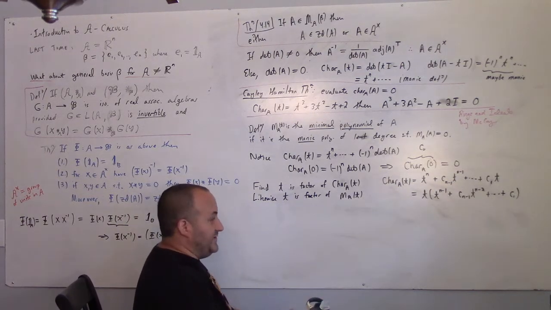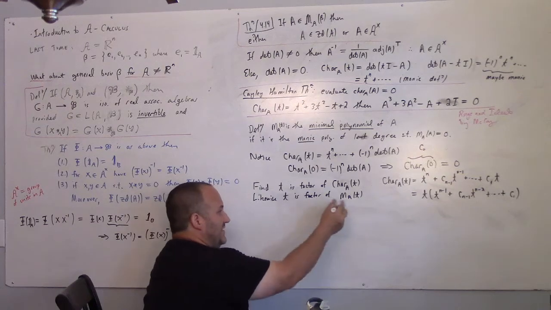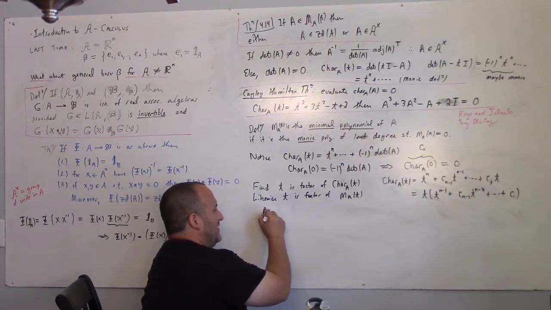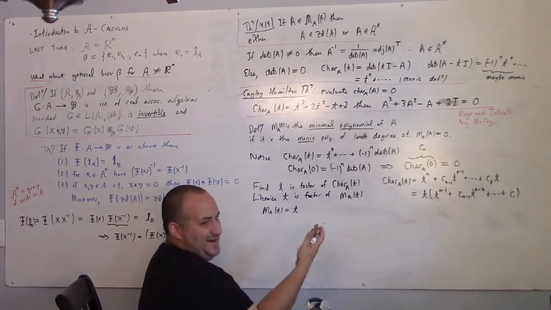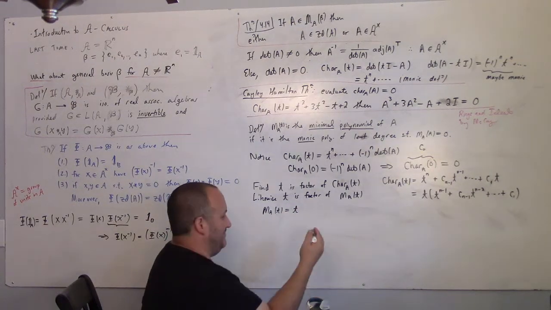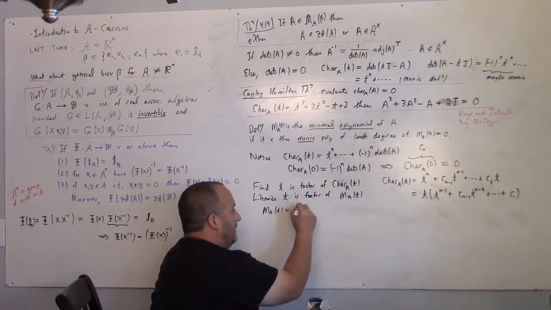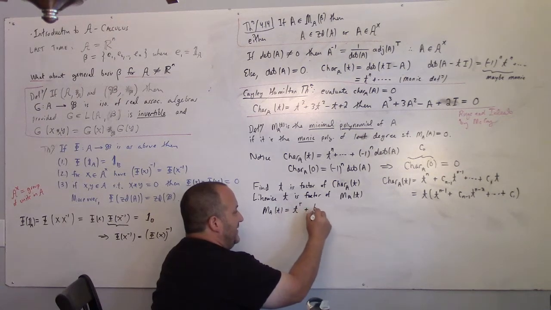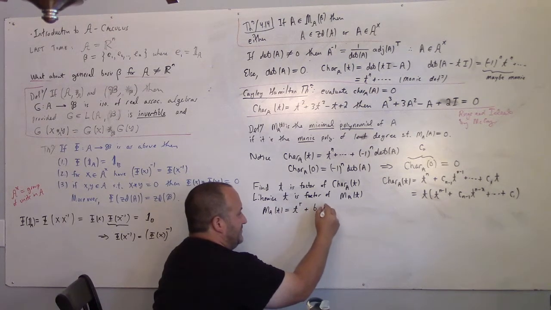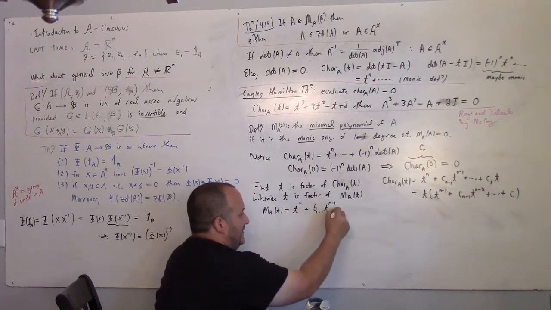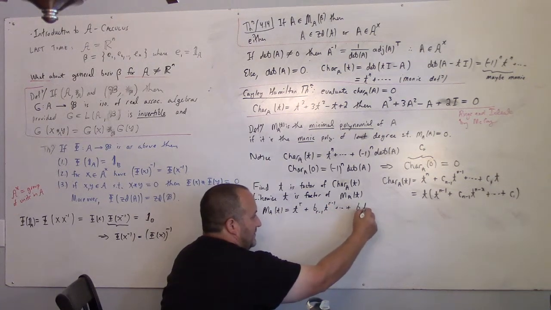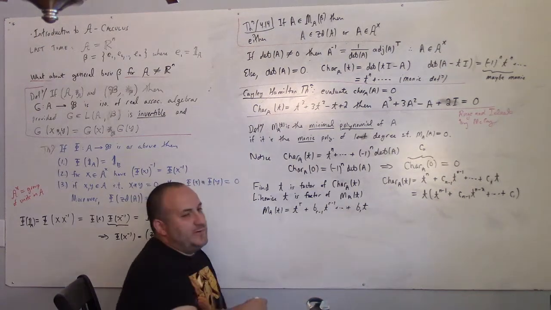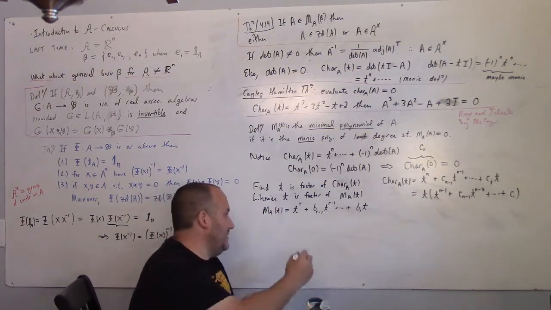The minimal polynomial is going to do that for us, because let's say that the minimal polynomial is t to the r, now not necessarily n, let's say r, plus b_{r-1} t to the r minus 1, and so on, plus b_1 t. I know I don't need b_0 because I know t is a factor.